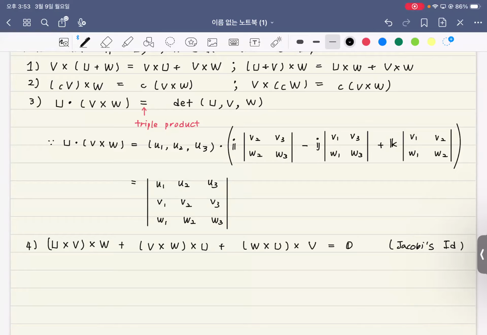And this is not just a weirdly looking random identity. This actually tells us a very interesting nature that appears in the cross product. That is, the cross product is not associative.